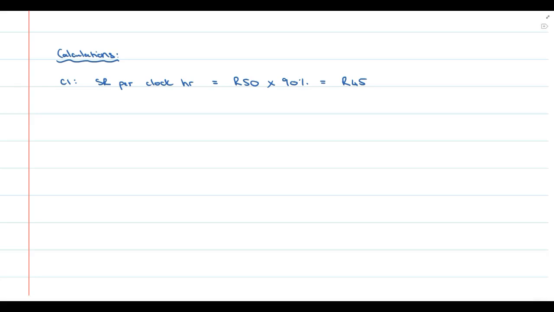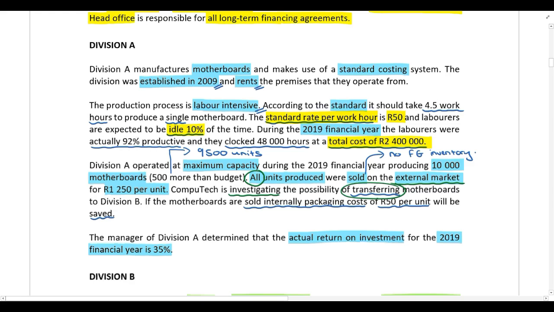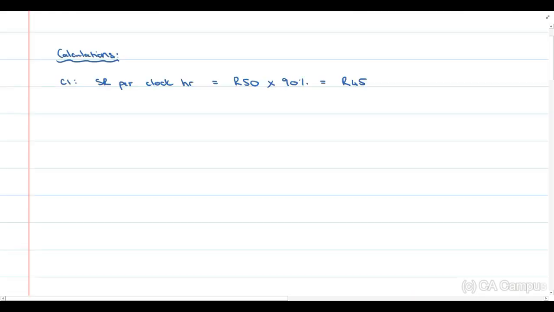So first, what's important to note is, according to the standard, it should take 4.5 work hours to produce a single unit, and the standard rate per work hour is 50 Rand. So if you've been given the standard hours per unit and also the standard rate per work hour, we can use that to calculate the standard cost per unit. So the standard labor cost per unit.